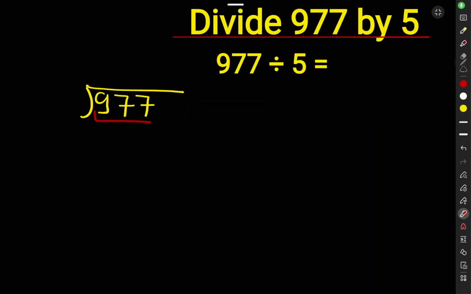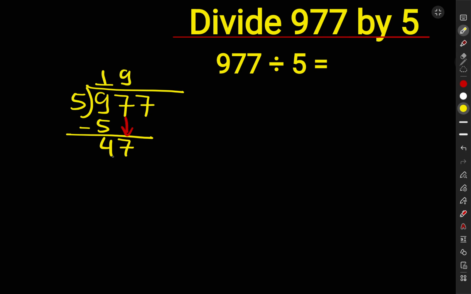Divide 977 by 5 in long division method. 5 times 1 is 5. On subtracting we get 4. So now we put down this 7 and it is 47.